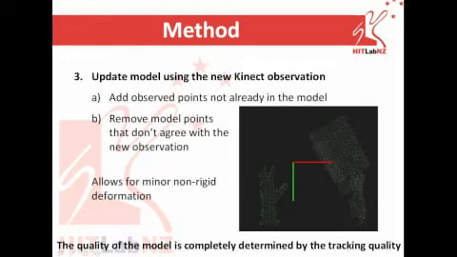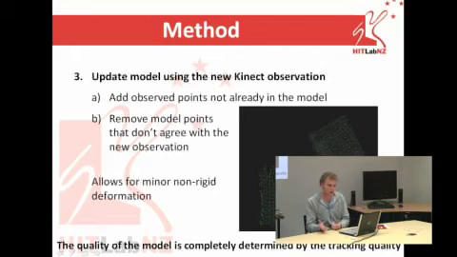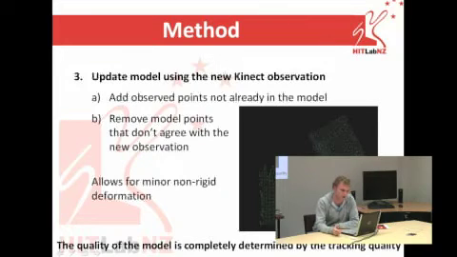All right, with the tracking accomplished, the next step's updating the model, the internal model of the objects. So we use ICP to align the observation with the model, and then we update the model. We add observed points that aren't in the model, and we remove points that don't agree with the observation. Now this means that if your hand's open, then you close your hand, eventually the points that were your fingers disappear, so we allow some non-rigid deformation. If too much of the object deforms non-rigidly, then ICP will break, but we do allow some non-rigid deformation.